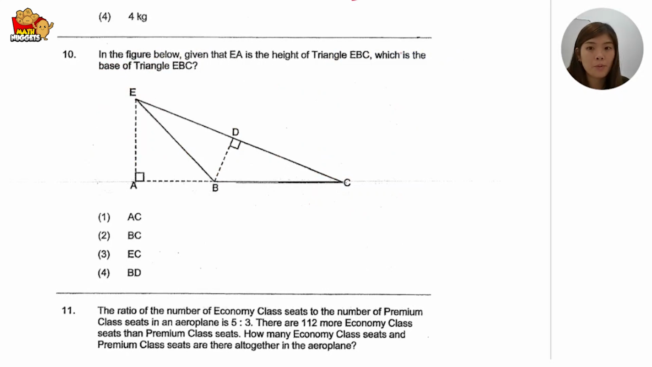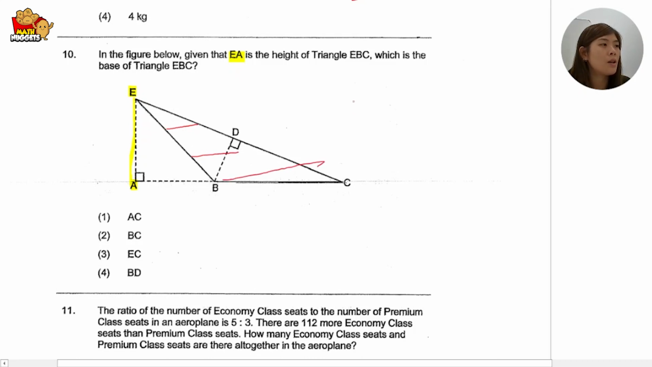Let's move on to question 10. In question 10, in the figure below, given that EA is the height of triangle EBC. EBC is this triangle. So EA is the height. So which is the base of triangle EBC? The base would be the base here, right? Because EA is the height, then the base would be BC. Option 2.